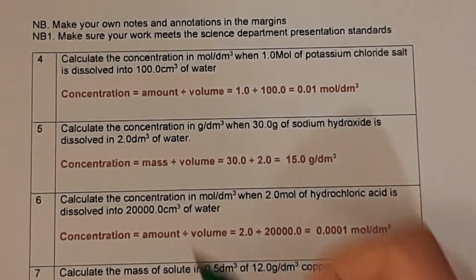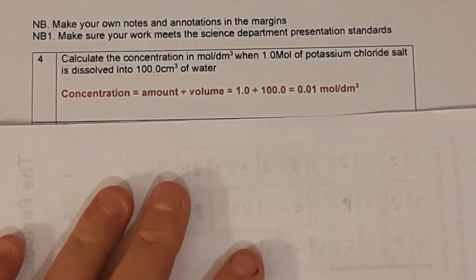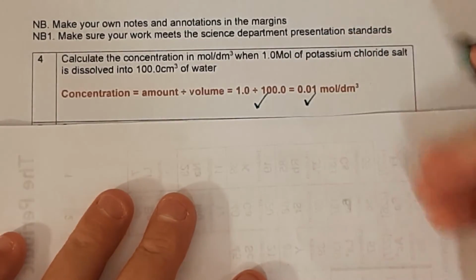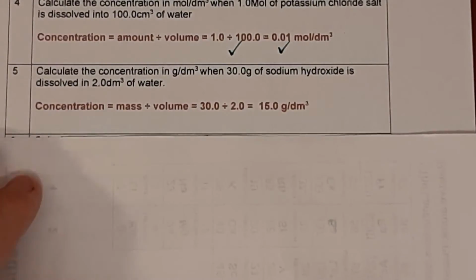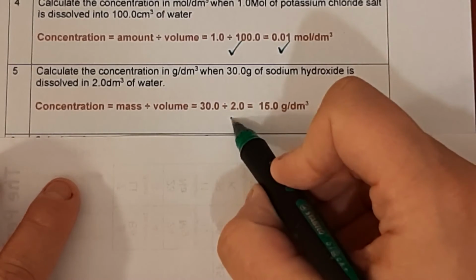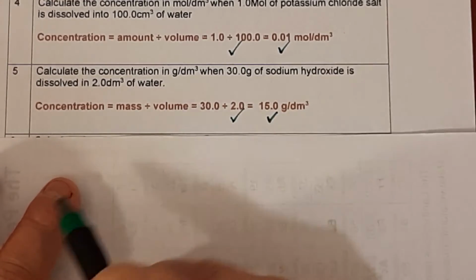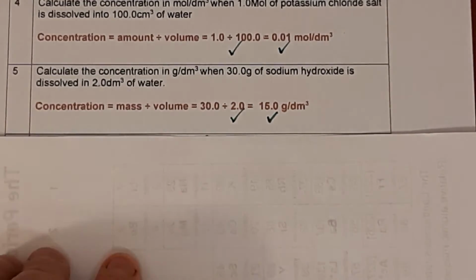Question 4, you get a mark for writing 1 divided by 100, giving us an answer of 0.01. Question 5, you get a mark for doing 30 divided by 2, which gives us an answer of 15. So we're still using the concentration as mass divided by volume or amount divided by volume here.